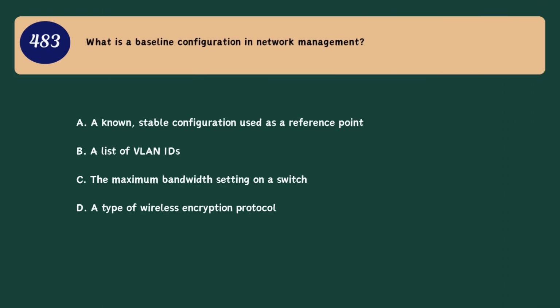Question 483. What is a baseline configuration in network management? A. A known, stable configuration used as a reference point. B. A list of VLAN IDs. C. The maximum bandwidth setting on a switch. D. A type of wireless encryption protocol.